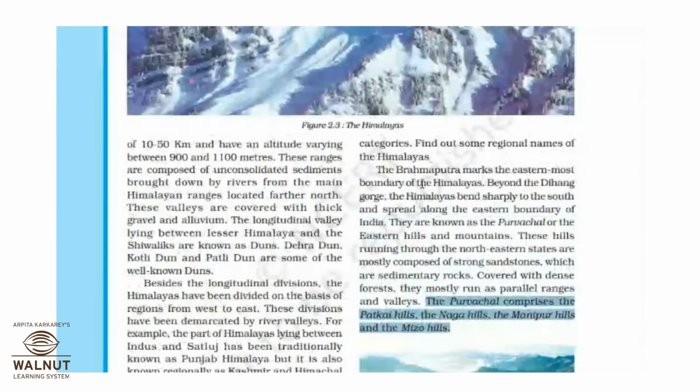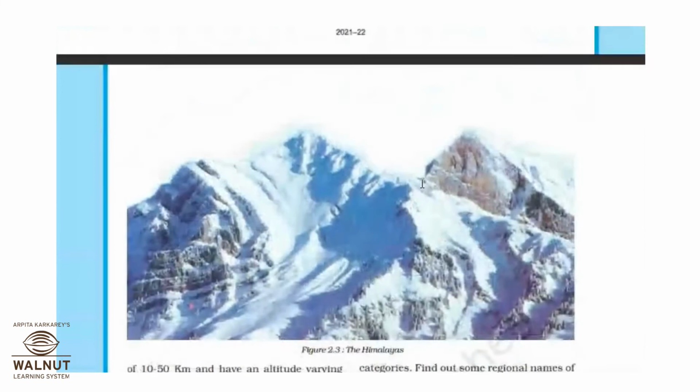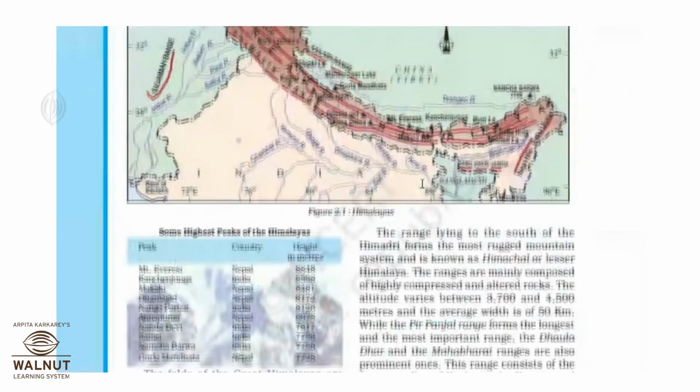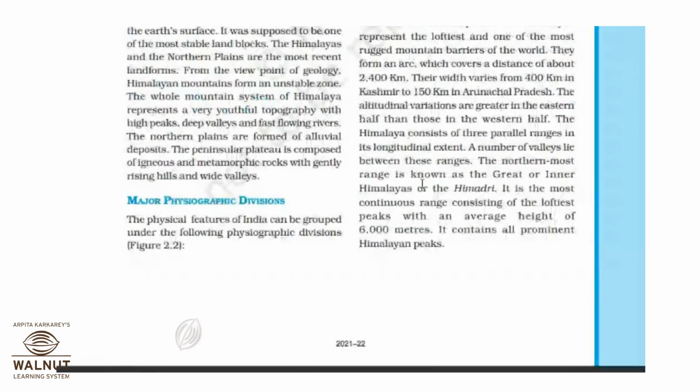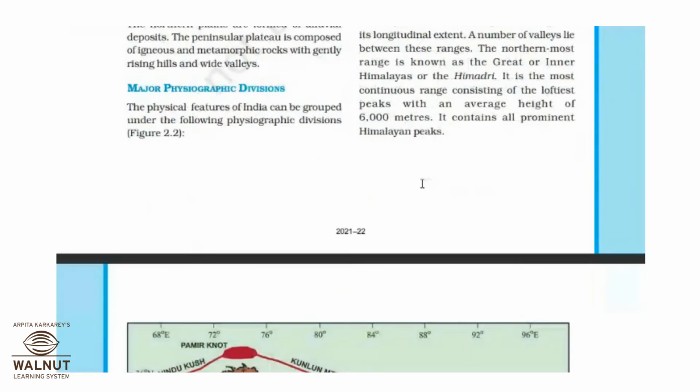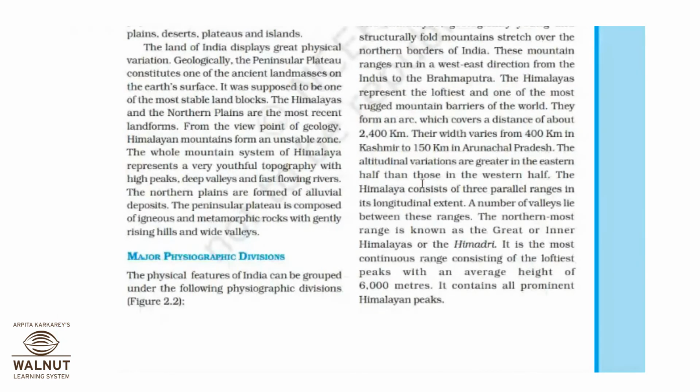Who will tell me what are the different layers or the different ranges in the western side of the Himalayas? Which are the three regions? The three ranges in the western side of the Himalayas. Who will tell me? Yes, it is divided into the outer Himalayas, the Shivaliks, and the other one is the Greater Himalayas, the inner, called Himadri.